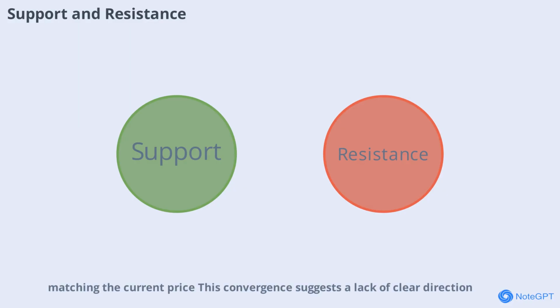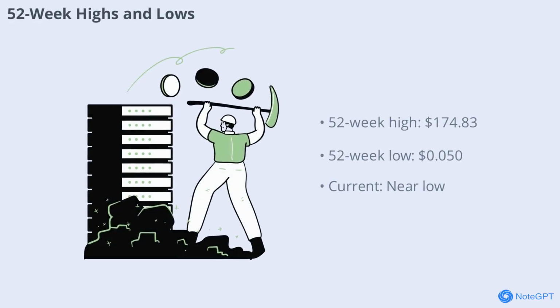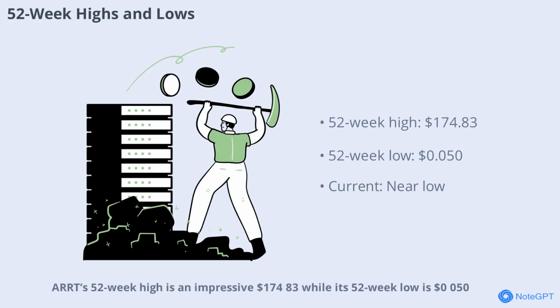This convergence suggests a lack of clear direction, with the stock potentially at an inflection point. If the price breaks below this level, further downside could follow. Conversely, a move above might signal a reversal, but current indicators do not support a bullish outlook. ARRT's 52-week high is an impressive $174.83, while its 52-week low is 0.05.